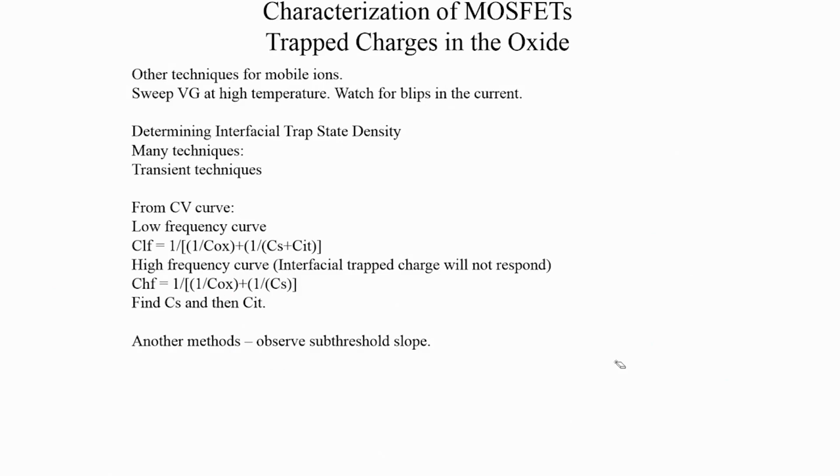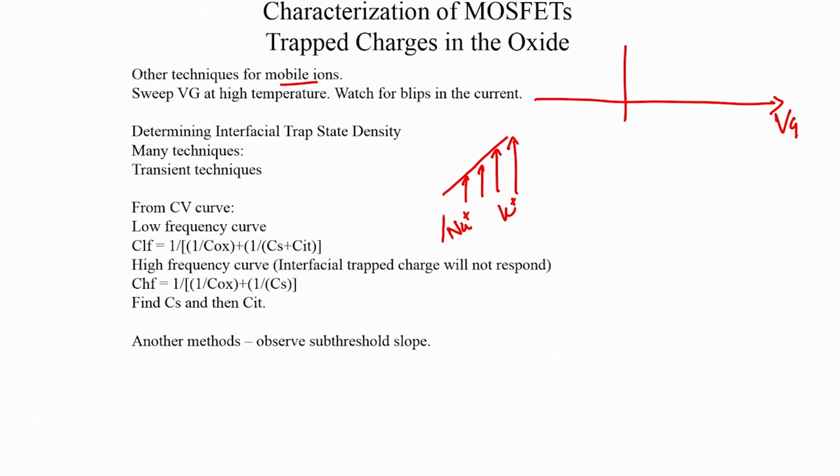Now, there are other techniques if you want to look at mobile ions. You also perform IV measurements and you do this at very high temperature. So, for example, if you sweep the gate voltage, implying that you are changing the field, okay, you are slowly increasing the field, and different mobile species will respond at different velocities to the increased field. And why are we sweeping the gate voltage? We not only want to create a field, but we also want to measure the current through the capacitor.